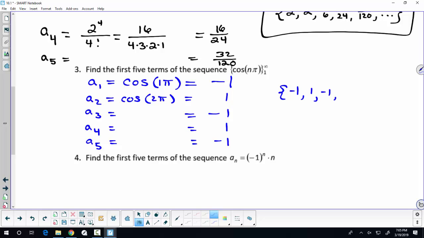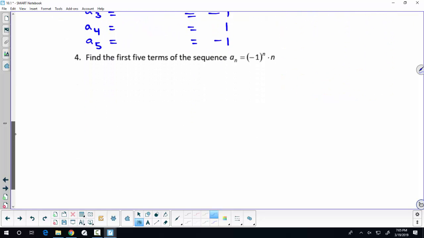Would it not exist since it's not really approaching a number? No, right now we're not thinking about limits of sequences. But if you are thinking about it, then right, it doesn't have a limit. We will start thinking about limits of sequences though.